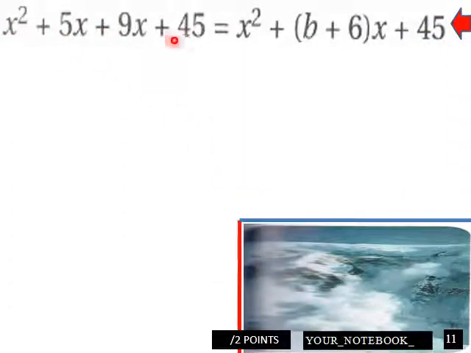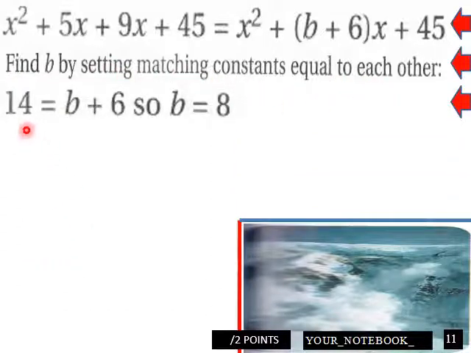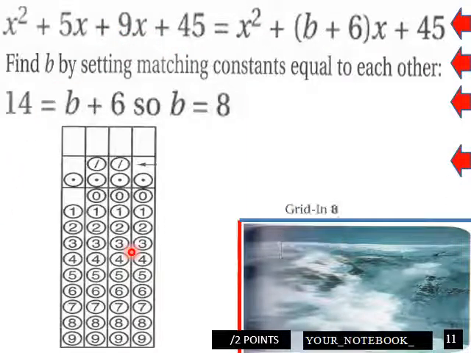So here is our trinomial. Find b by setting matching constants equal to each other. So 14 equals b plus 6, so b equals 8 in this situation. Grid in 8, so you would go down here and grid in 8 here.